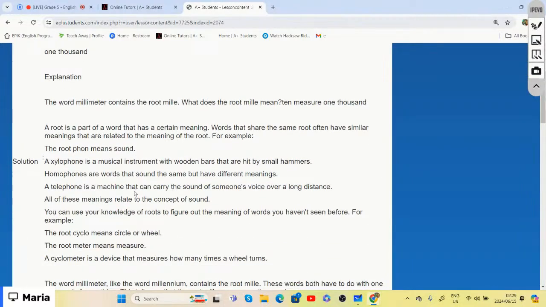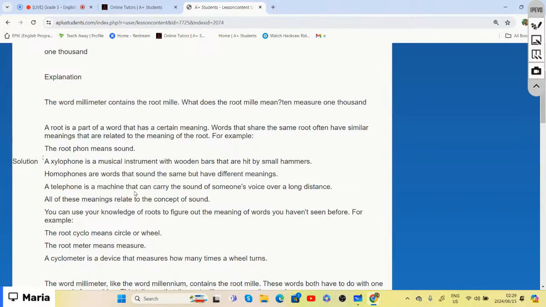So we made mention of a root, which is a part of a word that has a certain meaning, and words that share the same roots often have similar meanings that are related to the meaning of the root. And we spoke about phone, and then we made mention of different words with phone, and we said phone means sound, right? And then we made mention of xylophone, homophone, telephone, cell phone, saxophone. Those are words that create sound. It is a musical instrument or a tool that has to do with sound, right?